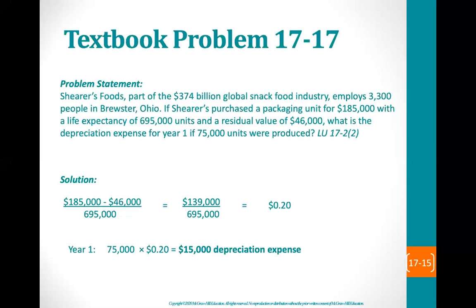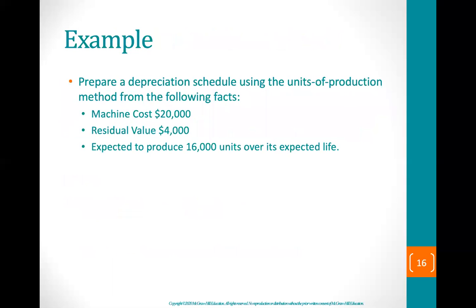Let's take a look at one more example. Prepare a depreciation schedule using the units of production method from the following facts. The machine cost was $20,000. The residual value is $4,000 and it is expected to produce 16,000 units over its expected life. So, step 1, determine the depreciation per unit. Cost of $20,000 minus residual value of $4,000 divided by units. We're going to depreciate at a rate of $1 per unit.